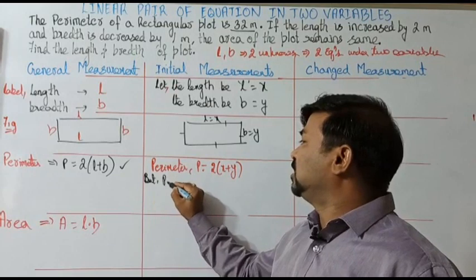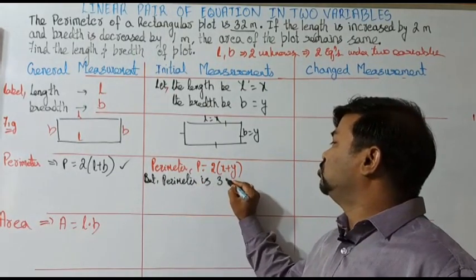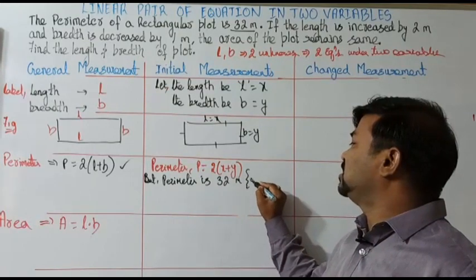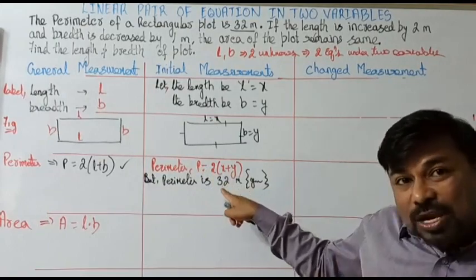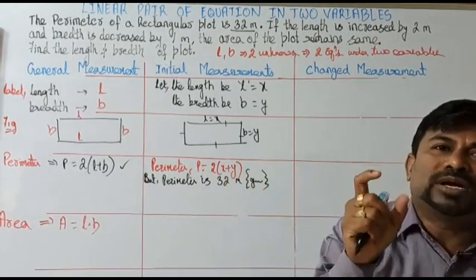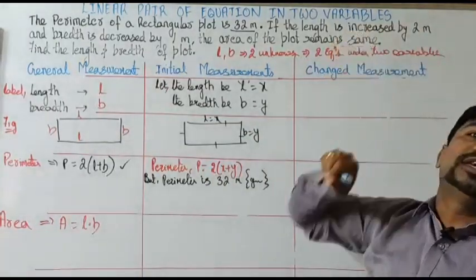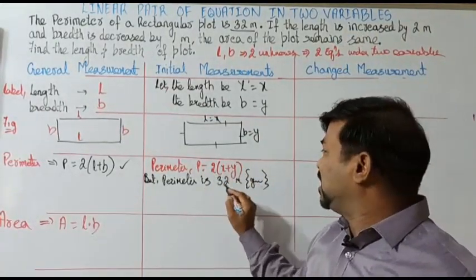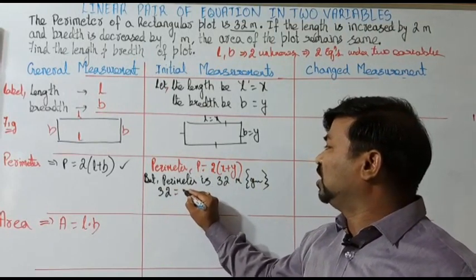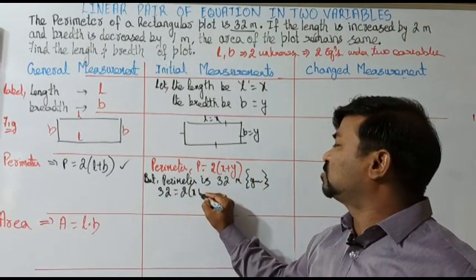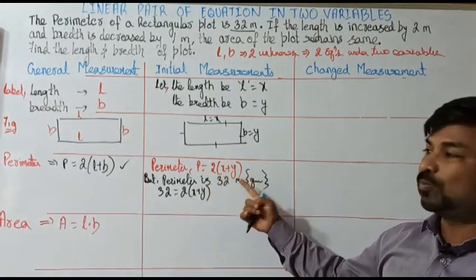But perimeter is 32 meters. This is given. Okay, now utilize this value 32. The first number he has given is 32. Use that one to get one of the two equations. So here we said 32. Perimeter is equal to how much? 32 is equal to 2 into x plus y. That's what he says. Perimeter is nothing but 2 into x plus y.